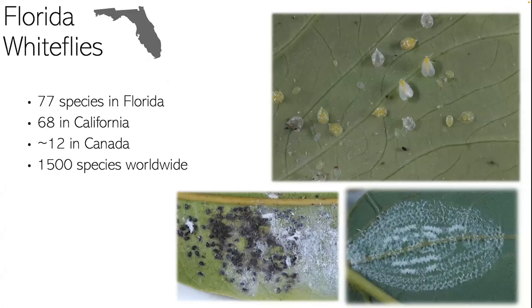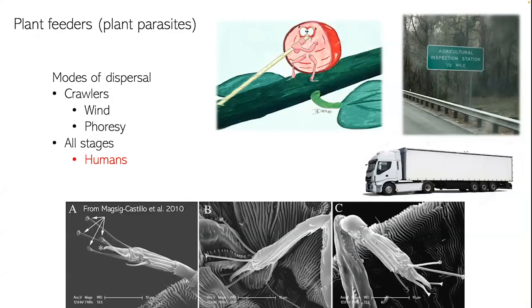So we also have a big diversity of whitefly species in Florida. We actually have more than California, probably the most in the country, but the statistics are not as clear on these. So 77 species in Florida and only about 12 in Canada. So I'm not sure if we need to look for more whiteflies here or if we just lucked out and don't have them, too cold.